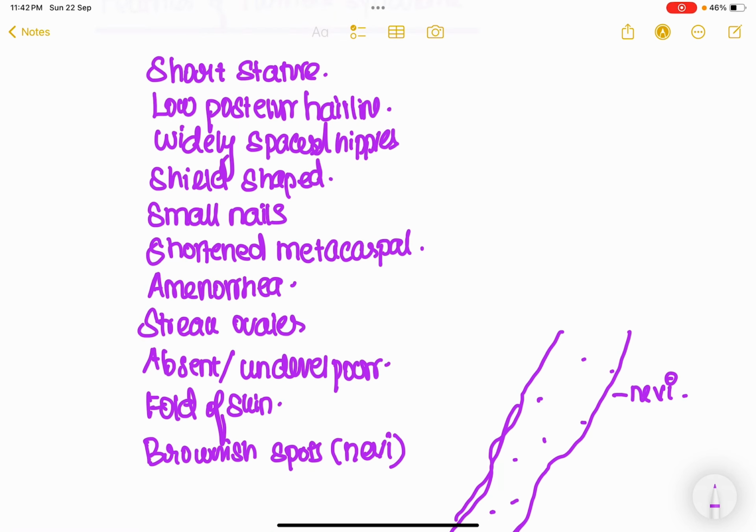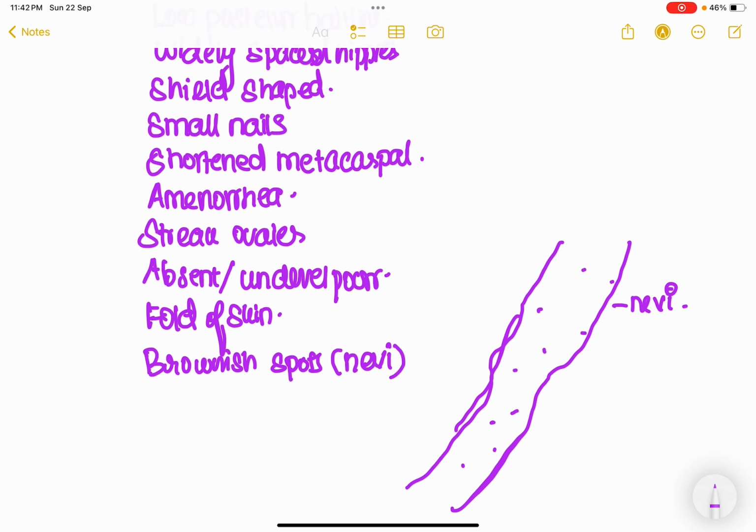Okay, so what are the features of Turner syndrome? Short stature, the posterior hairline will be very low, widely spaced nipples, shield-shaped chest, shortened metacarpal, the nails will be small, the patient will complain of absence of menstruation, the gonads will be streak ovaries, absent or poor development of the breast, fold of skin will be present in the neck, brownish spots, nevi.